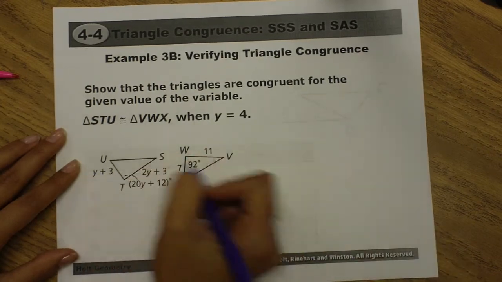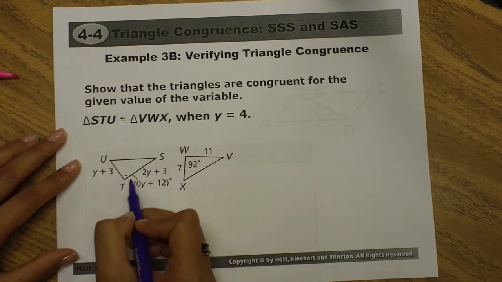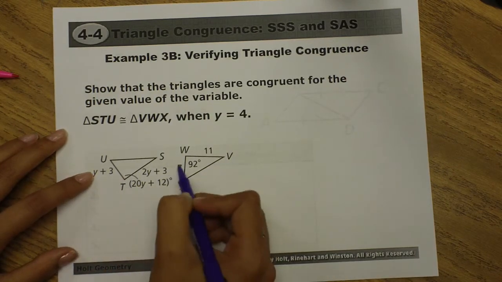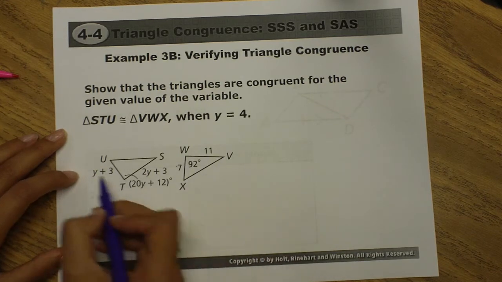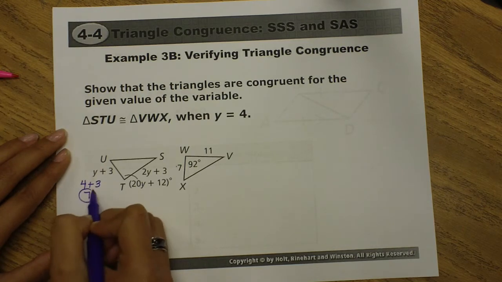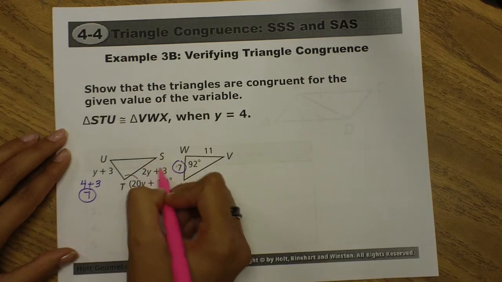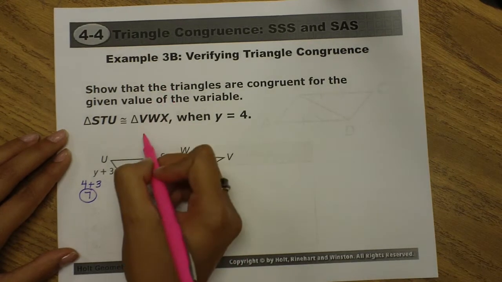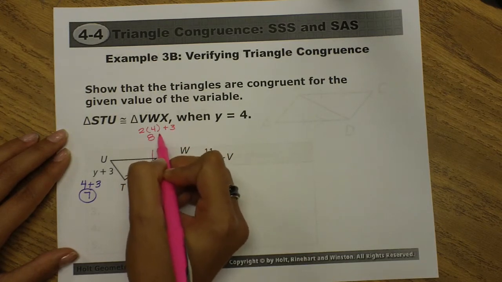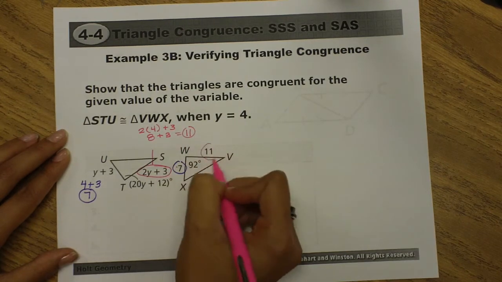Another example showing that these two are congruent when y is 4. If I substitute the value of y into each one of these, I can check to see if they're equal to each one of those measures. So I have 4 plus 3, which gives me 7, and that matches this one. Over here I have, and I'm going to do this math out there, 2 times 4 plus 3 gives me 8 plus 3, which gives me 11, which matches that.